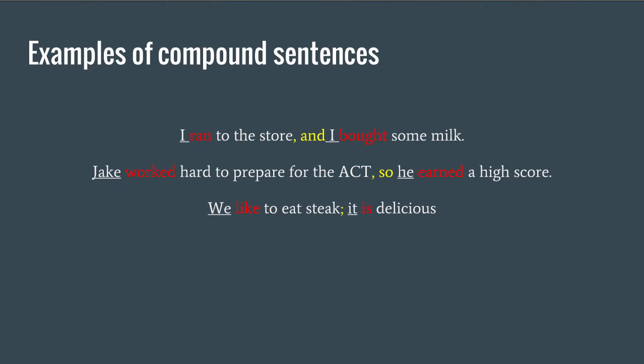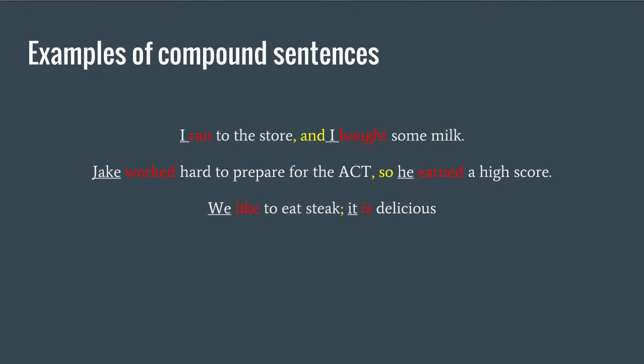So let's have a look at a couple examples of compound sentences. First one, I ran to the store, and I bought some milk. You notice the comma and coordinating conjunction in the middle there that joins the two independent clauses. How do you know they're independent? Well, I ran to the store, and I bought some milk. Both have subjects, verbs, and are complete thoughts that could be sentences by themselves.